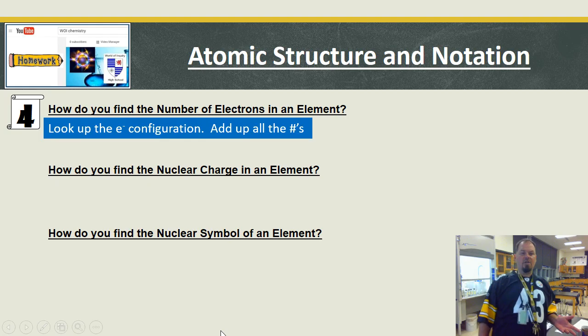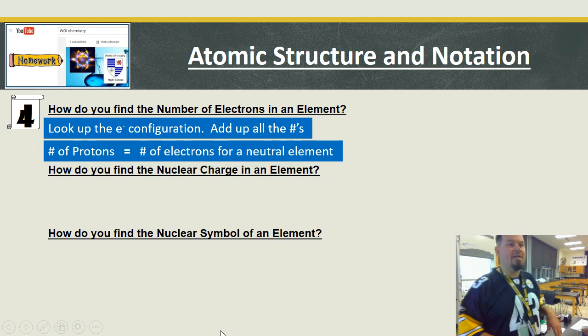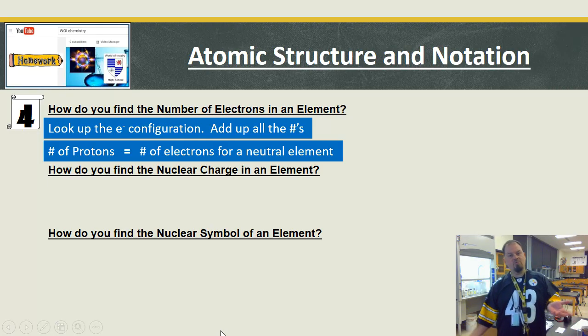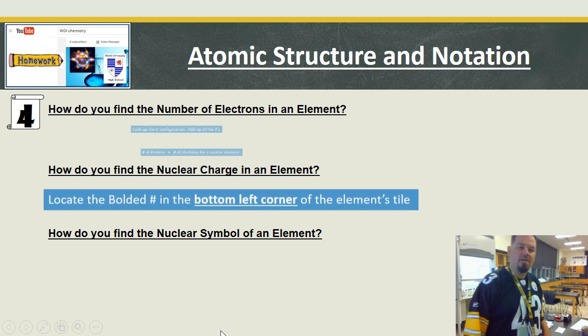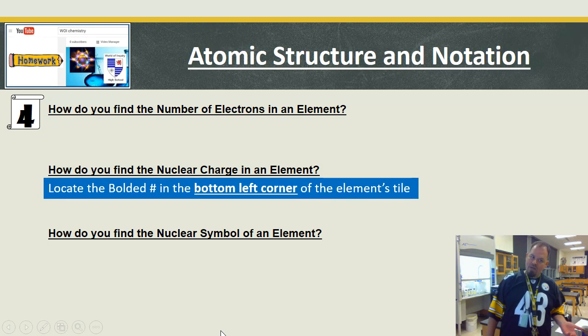Okay. How do we find the number of electrons? Well, you look up the electron configuration and add up all the numbers. For the first set of practice, the number of protons and electrons will be equal because I will be dealing with just neutral elements. We haven't gotten into ions yet. Next video, we make things more complicated.